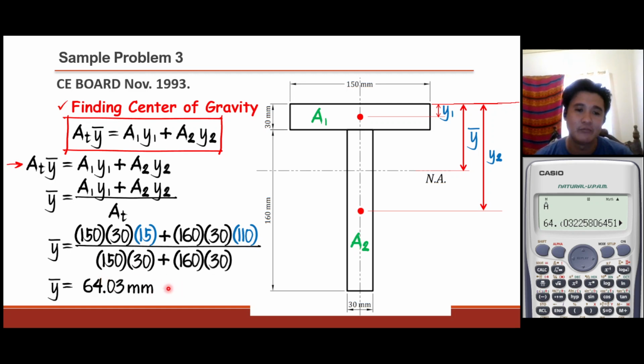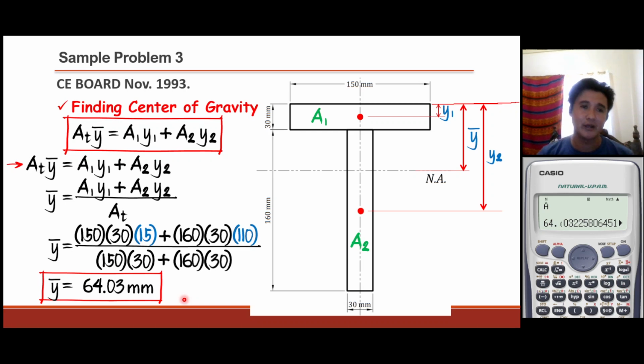Naka-store to sa A, para yung sagot natin hindi ganun kalaki yung error natin. Okay, so this is yung y bar natin. Nasolve na natin si y bar. We can now solve for the nahanap natin center of gravity. Because yung x bar natin ay nandito lang din sa gitna ng ating cross section. Okay? So this will now be yung sagot natin for the first problem, finding the center of gravity. Y bar is equal to 64.03 millimeters.